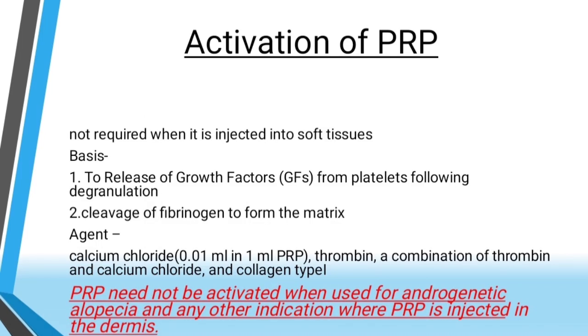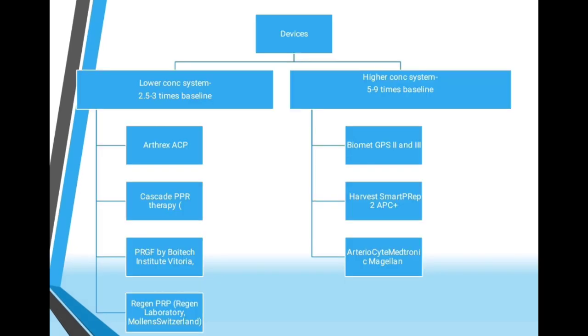Activation of PRP is not required if we use it for soft tissues like in androgenetic alopecia. The basis of activation is to release the growth factor and cleave fibrinogen to form a matrix. Agents used are calcium chloride, 0.01 ml in 1 ml of PRP, thrombin, a combination of thrombin and calcium chloride, and type 1 collagen, which is naturally present.